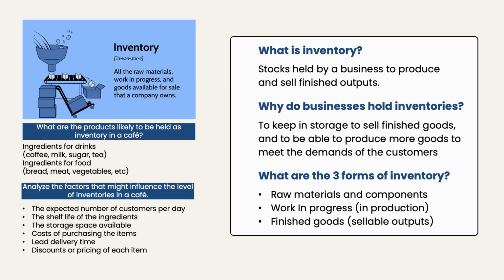It depends on how many customers we are expecting in a day, and the shelf life. If you have ingredients that expire quickly or last longer, that affects how much you can keep as well. How much space you have to keep your inventories, and how much you have to spend on buying the raw materials for production. The lead delivery time refers to the time between when your inventory is finished and the time you order for the next batch. The difference between the finished stock and the arrival of new stocks, right? So that is the lead delivery time. And also the discounts and pricing offered by your suppliers. That will influence you to decide, oh, it's cheaper this month, so I can buy more, right? So this is an example for inventory in a cafe.